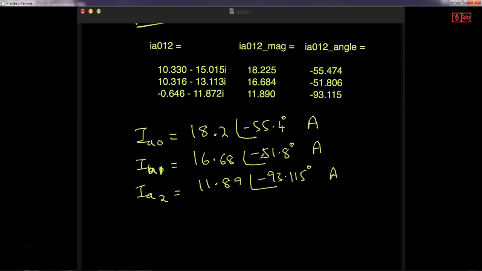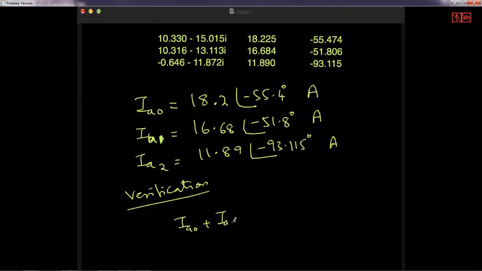So what is the actual value of IA? You want to verify it. Okay, verification. How to do verification? I can just add all these three: IA0 plus IA1 plus IA2. If I add the zero sequence, positive sequence and negative sequence, then I should get back my original IA current. So will I get that or not? Let me just verify.